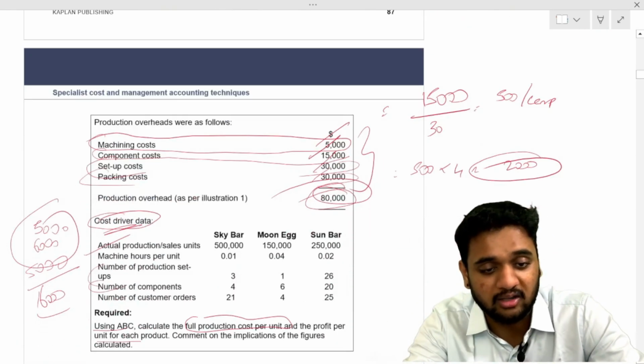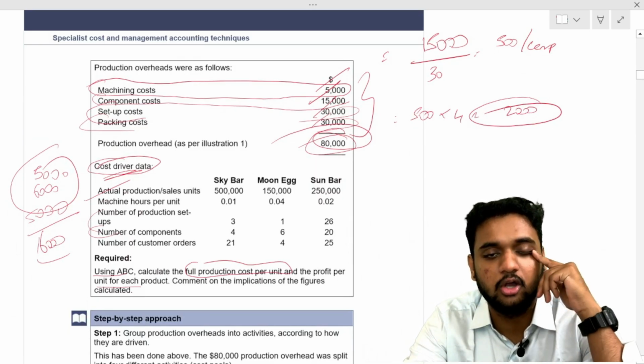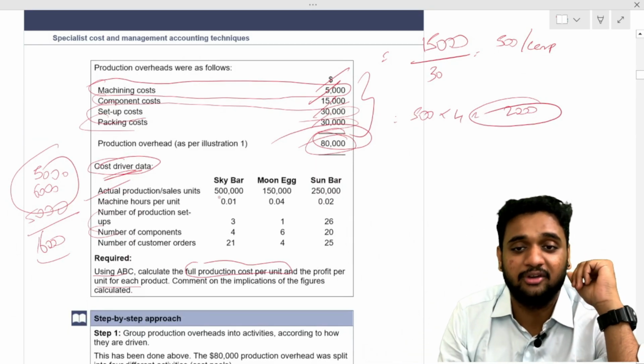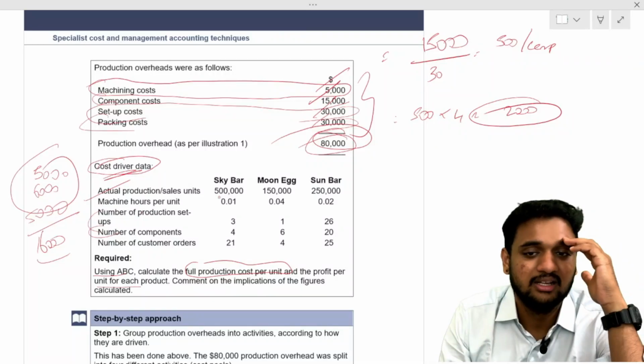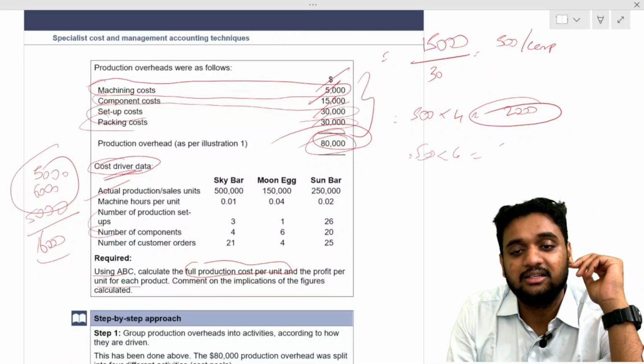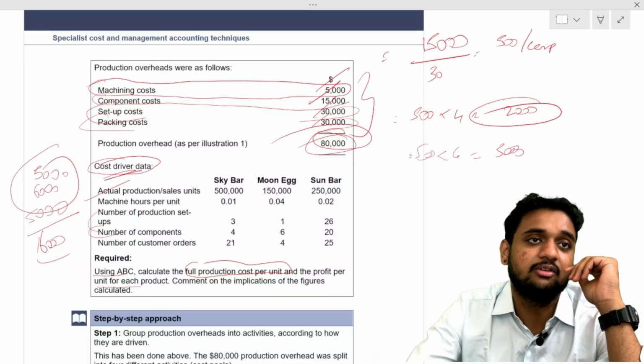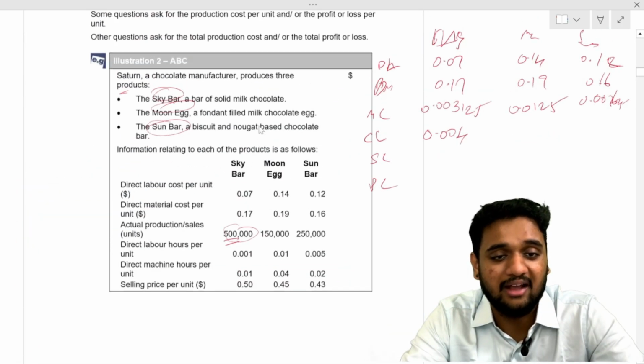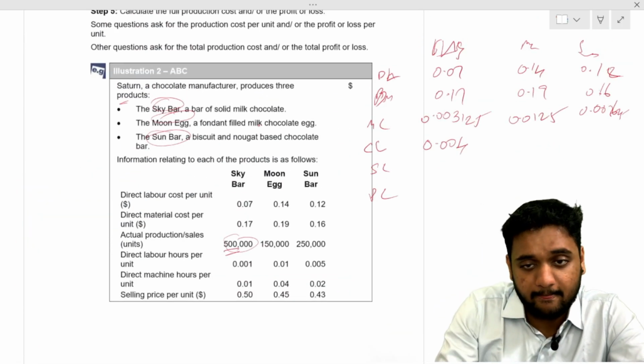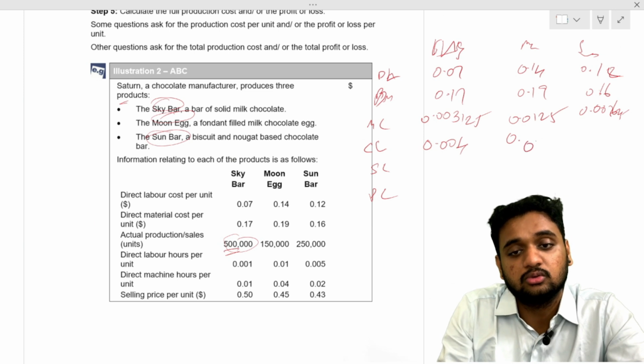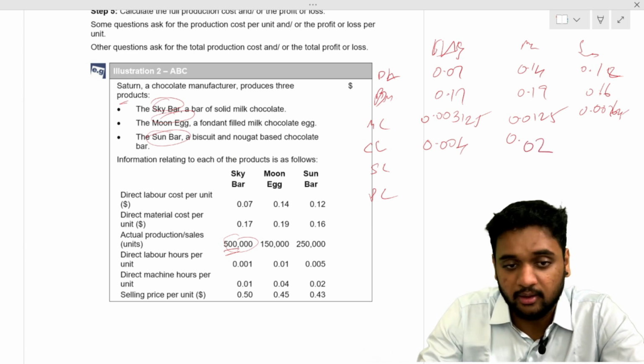For moon egg, what is the number of components used? 6 components you are using. Cost per component is 500. 500 into 6 is 3,000. So 3,000 divided by 1,50,000 will give you 0.02.